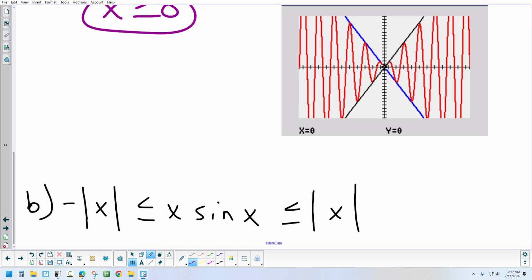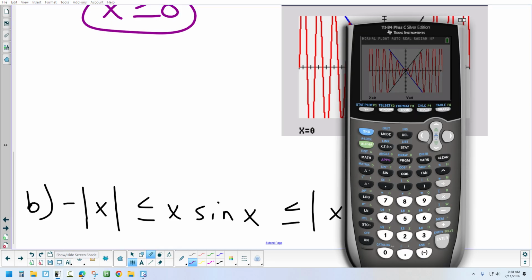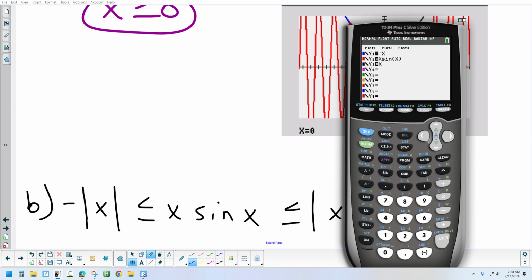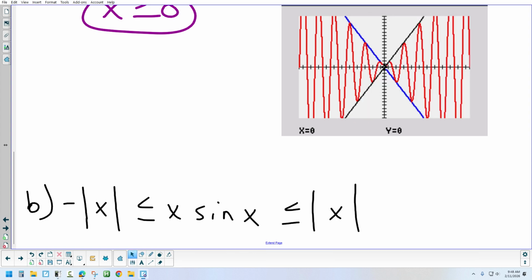Now, let's finish up with this one. This one's going to look very similar as far as the picture. But because it's being graphed in color, you'll be able to see that it's not the same graph. So let's do negative absolute value of x. Middle one is the same. And positive absolute value of x. Now, if these two graphs were black and white, you wouldn't be able to see the difference between them. But they're in color, so you can.